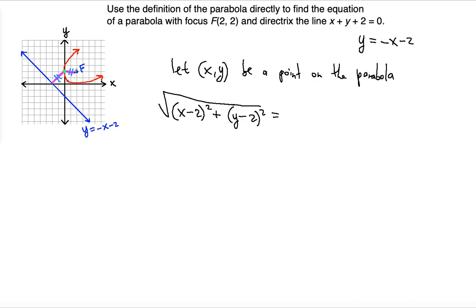Now we've got to set this distance between the focus and the point on the parabola equal to the distance between the point on the parabola and the directrix, right? And for that distance, we're not going to use the distance formula. We're going to use the distance from a point to a line formula, right? So we know that formula is what? x + y + 2, right? We copy that directly.